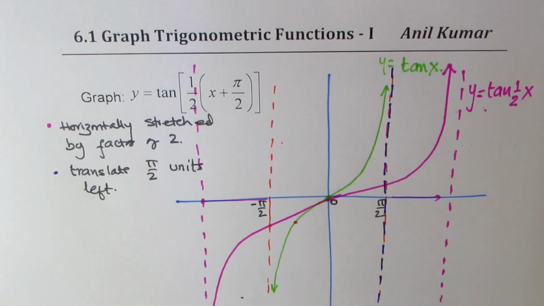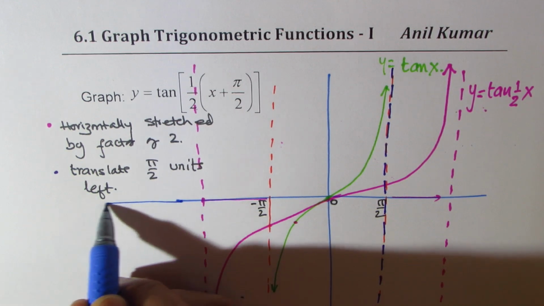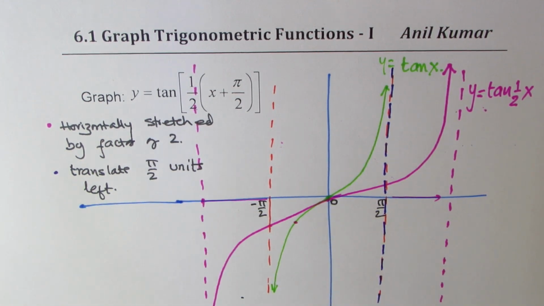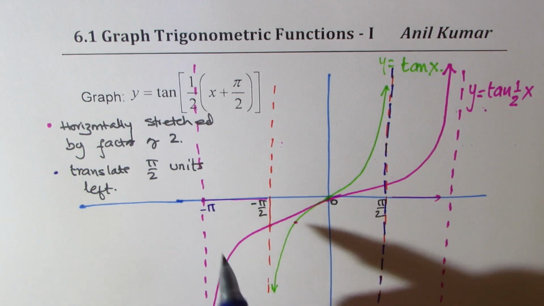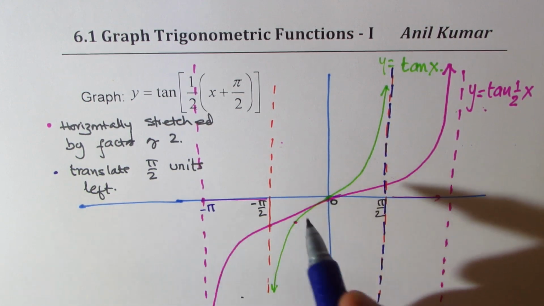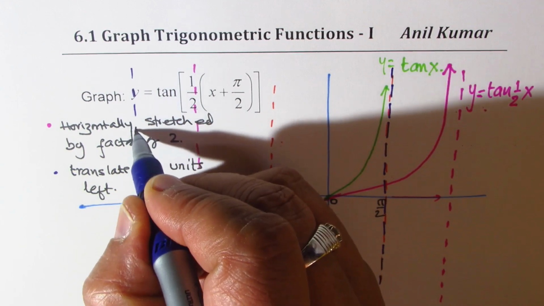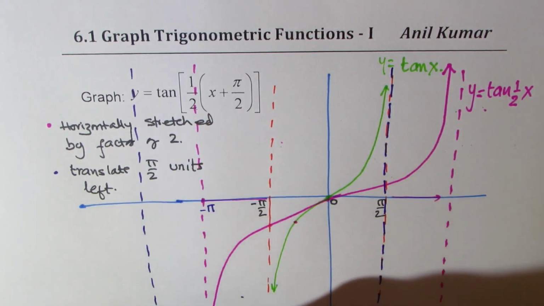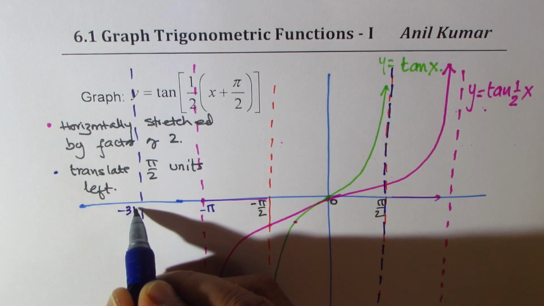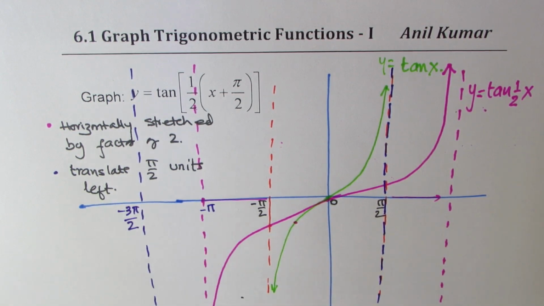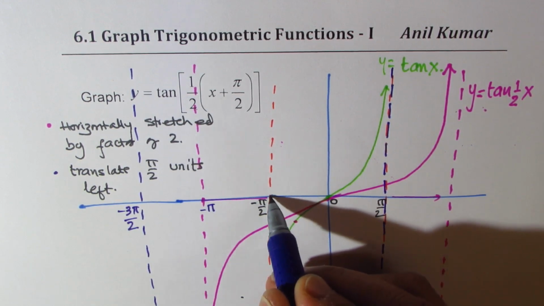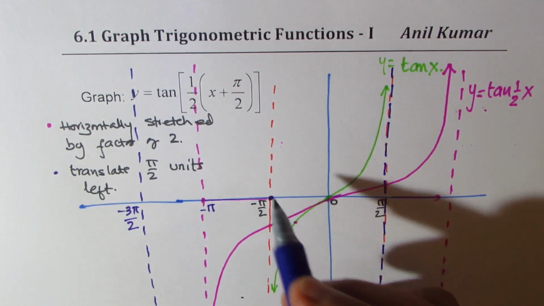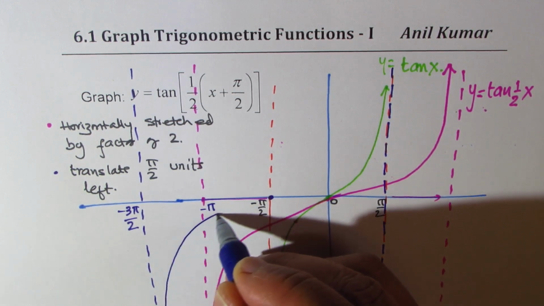So instead of being at pi, now it will be rather minus pi by 2, and this one will be at minus 3 pi by 2. So it will move out here at minus 3 pi by 2. Correct? So now the graph, the 0, will now move pi by 2 to the left. And so what we have is a graph which is kind of like this.